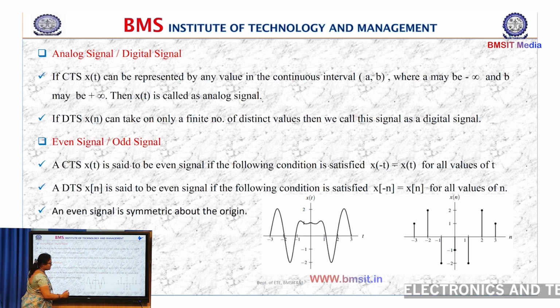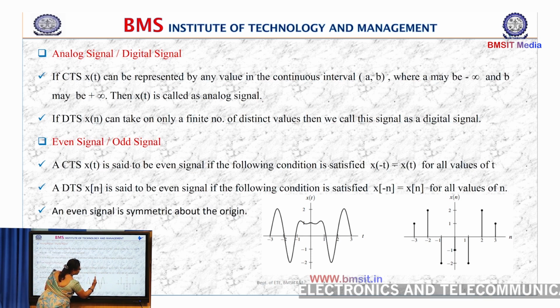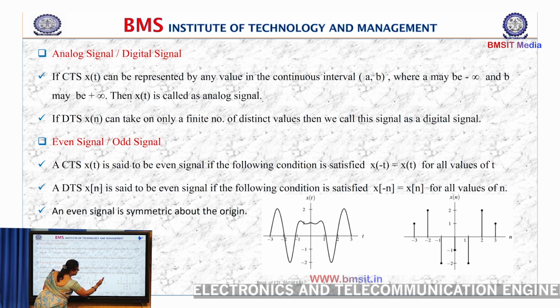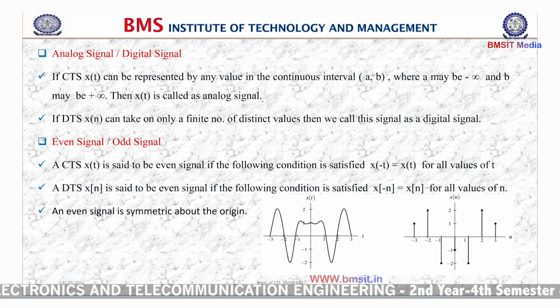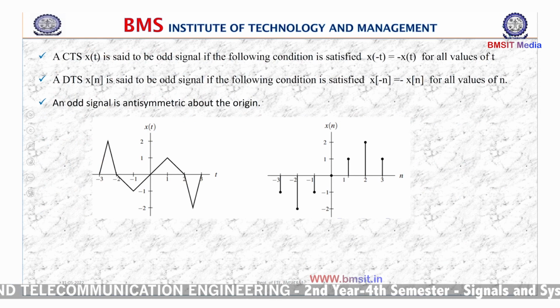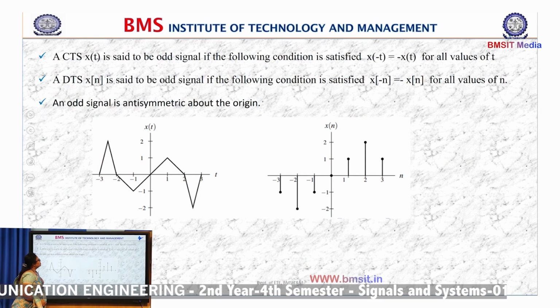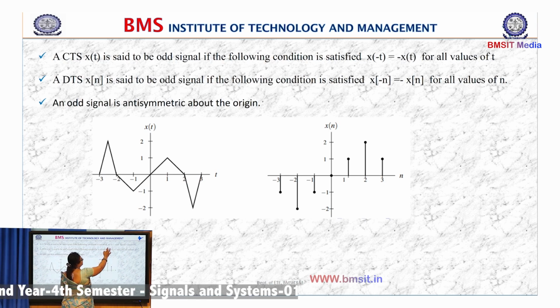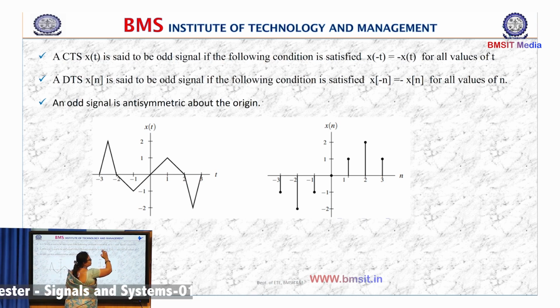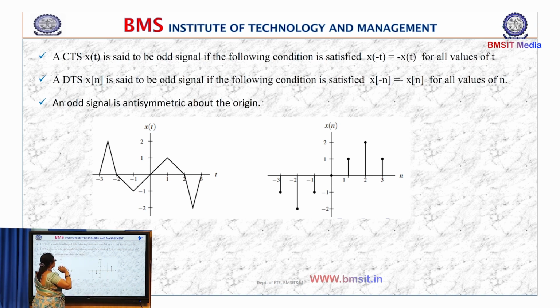What do you mean by this? If I fold at the origin, it is the same on both sides, that is, symmetric about the origin. Coming to the odd signal: when is a continuous time signal said to be odd? If it follows the following condition, that is, x of minus t should be minus x of t for all values of t.